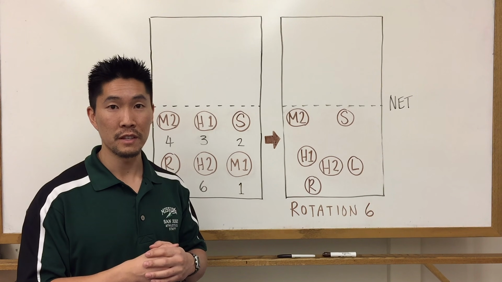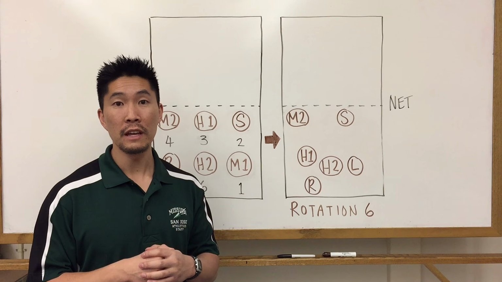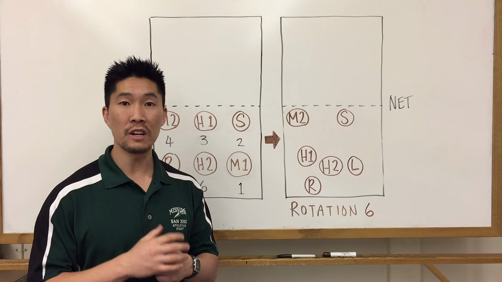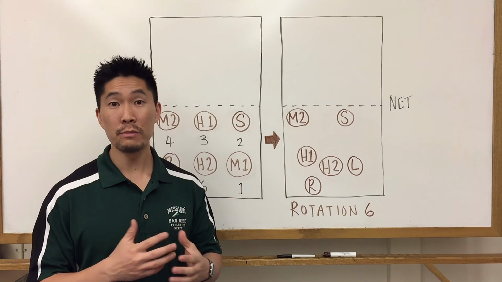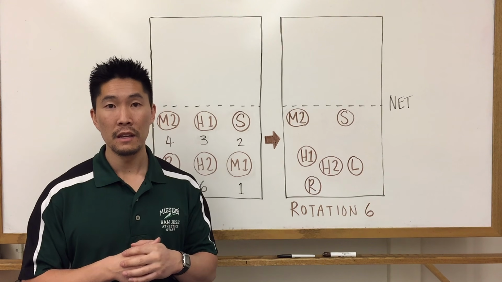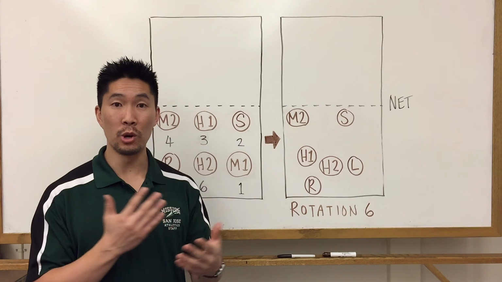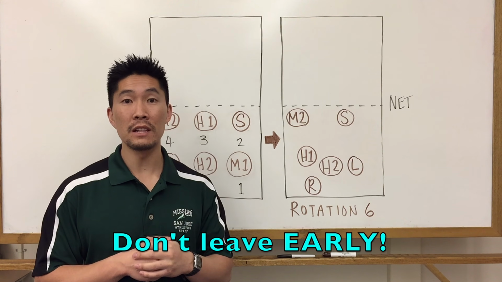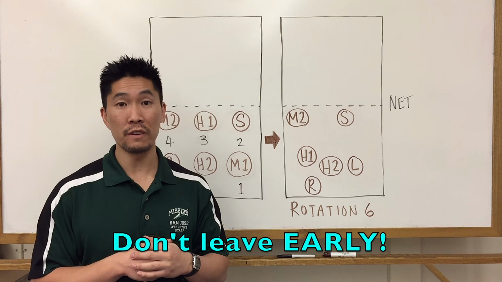One important rule to learn is that no position is allowed to overlap until the server contacts the ball. The moment that the server contacts the ball, the setter can release all the way to the net, and other positions can start to shift and overlap with each other. So if you're a setter, make sure that you do not leave toward the net until the server has contacted the ball.